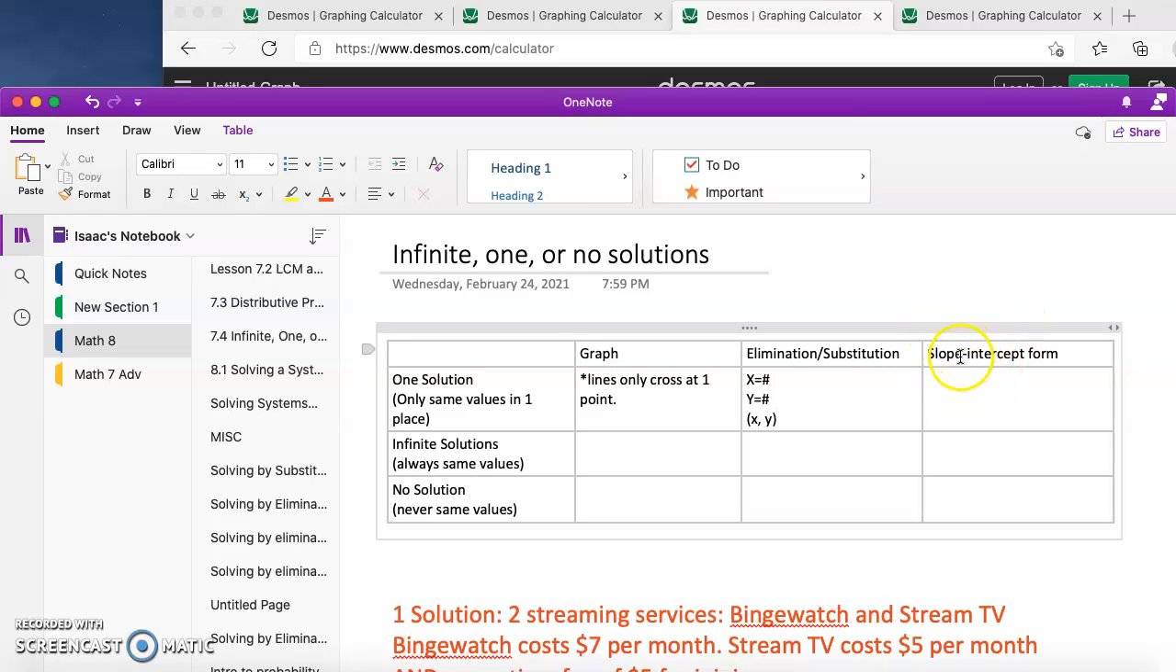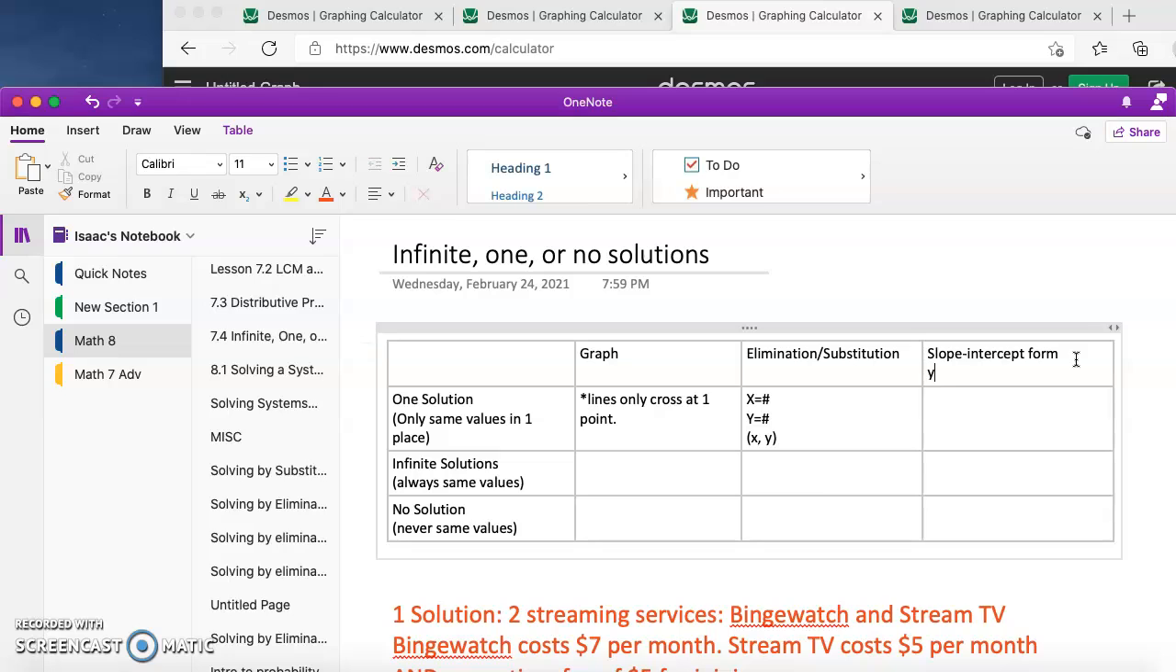And finally, if you're using slope-intercept form to compare them, you can tell fairly easily using that too. Remember, slope-intercept form is y equals mx plus b. If you have different slopes, which is to say the m's are not the same number, you know right away that you have one solution. But you have to put it into slope-intercept form to be able to use that technique.